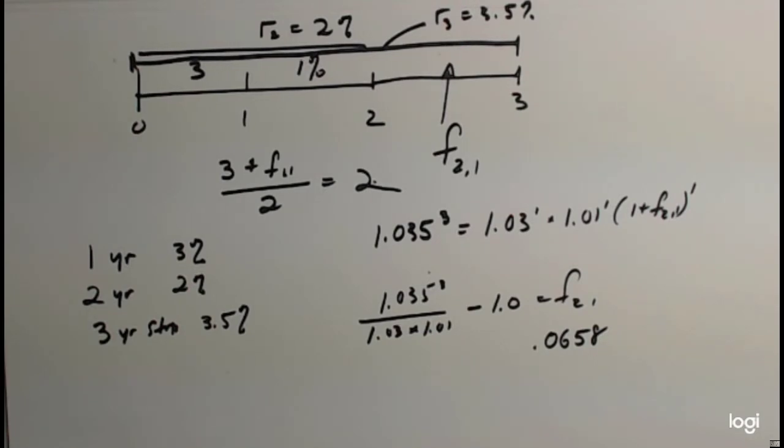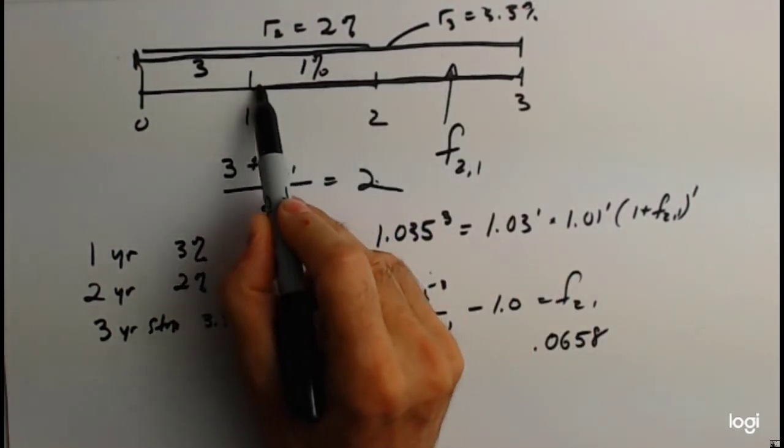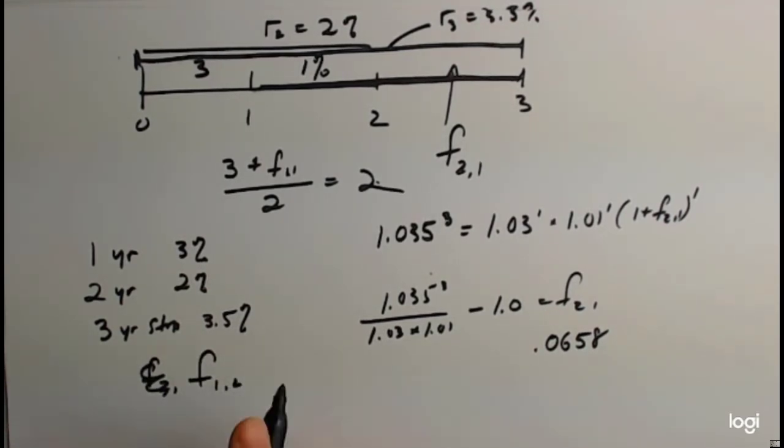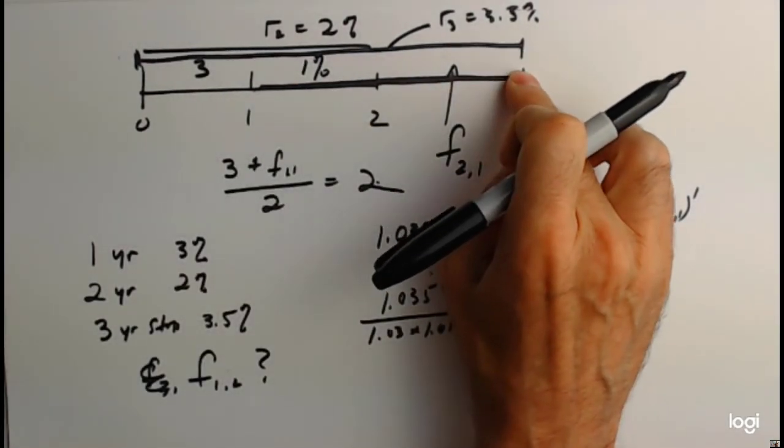So one more quick question on this. What do you think the interest rate is, this forward rate that starts 1 year from now and covers 2 periods? What do you think this is? Oops, this F12. What is that guy? That's the forward rate that starts here and ends here.